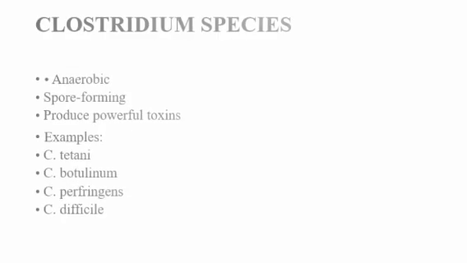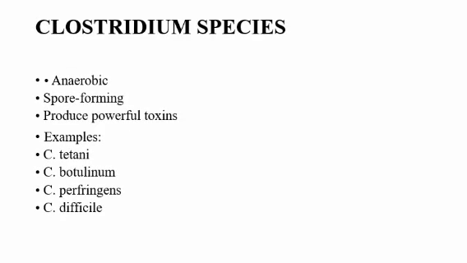Now Clostridium. These ones are anaerobic. They don't like oxygen and they produce some of the most powerful toxins known in microbiology. Clostridium tetani, muscle spasms. Clostridium botulinum, flaccid paralysis. Clostridium perfringens, gas gangrene. Clostridium difficile, antibiotic-associated diarrhea.